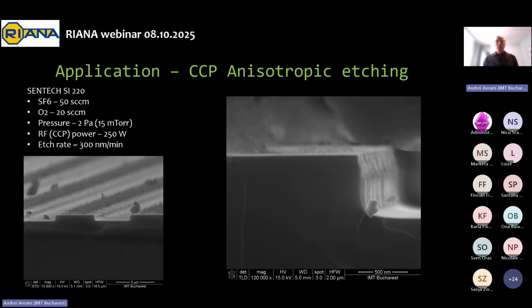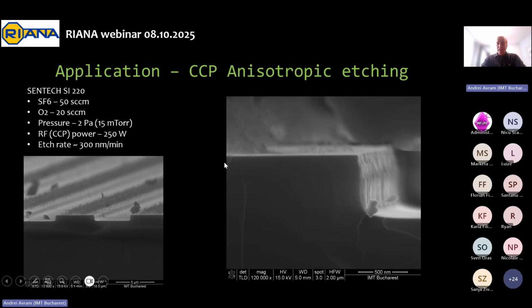Also, we can use the plasma to obtain anisotropic etching profiles. In this case, as you can see here, we have a flow of SF6 of about 50 cubic centimeters, and we added a flow of oxygen. Also, you can see the pressure is much lower: 2 pascals, about 15 millitorr instead of 150 millitorr. And the power is roughly the same, but the etch rate is much lower. But you can clearly see that the profile is quite vertical.